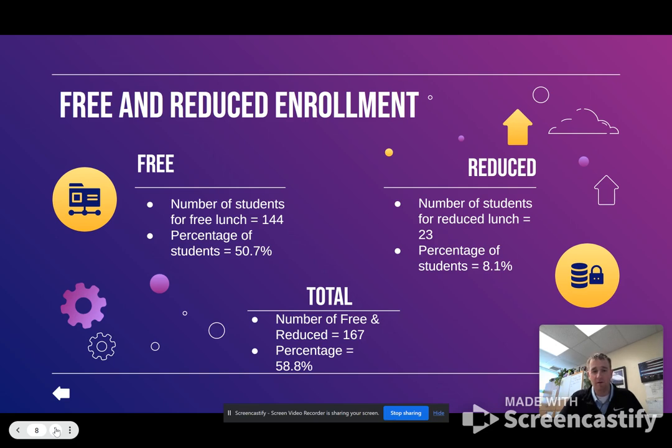Prior to COVID, we were high 60s, low 70s, some years even high 70s, but we're having a hard time having families fill the proper paperwork out to get qualified, for whatever reason. So we've been really pushing that enrollment throughout the year, getting the paperwork filled out so they can qualify for the needed services.